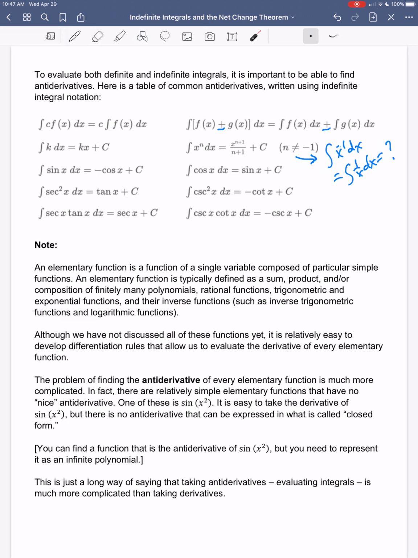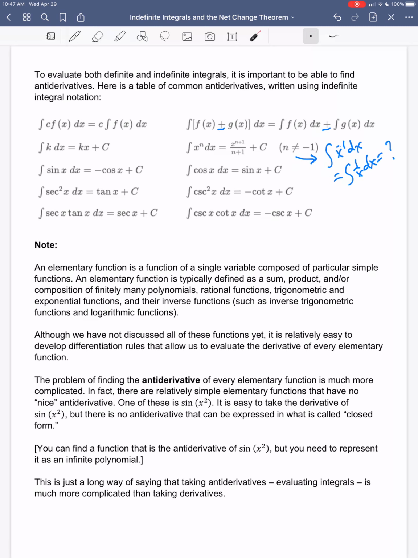Now, we haven't talked about all of these kinds of functions in calculus yet. We've talked about trigonometric functions. We haven't done exponential functions yet. We haven't done inverses yet. But if we had, it's relatively easy to develop differentiation rules that would allow me to evaluate the derivative of every elementary function. By the end of Calc 2, any basic function that any mathematician could write down for you, you would know the rules to take the derivative.